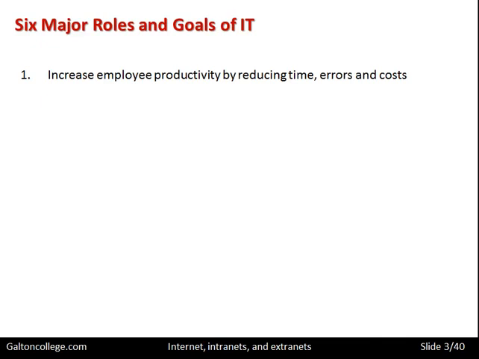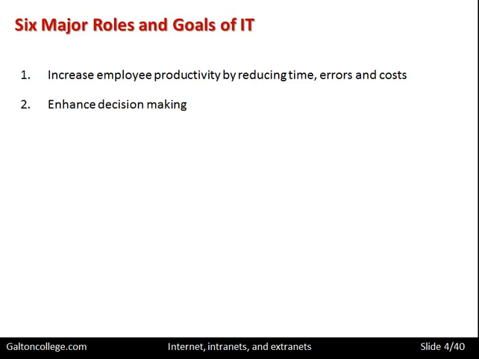First of all, it increases employee productivity by reducing time and errors and costs. So information technology is a way of speeding up production. It leads to more accuracy and more precision, better communication systems, and many applications that are used in IT greatly facilitate the workflow within businesses.